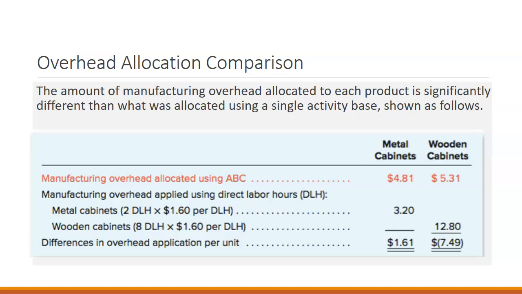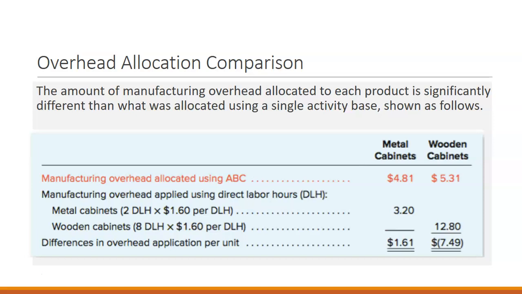If we go back to the original way we were doing it at $1.60 per direct labor hour, we were allocating $3.20 in overhead to metal cabinets and $12.80 to wooden cabinets. You can see that there's a difference in the overhead application method. Overhead is one of those tricky things because we cannot trace those costs directly to products. So we have to find a way to figure out how products are using different resources.